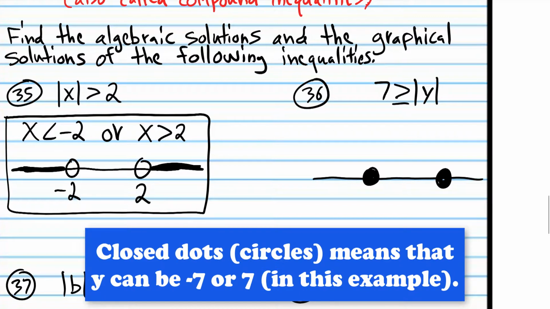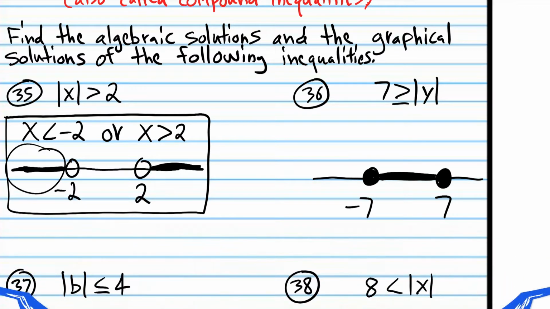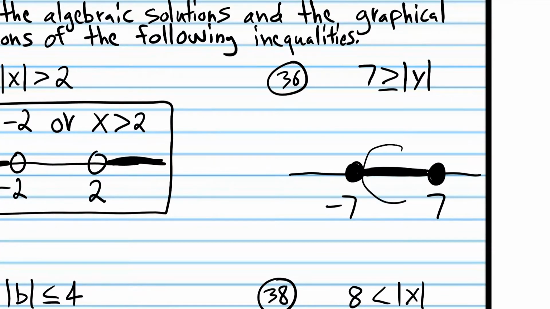all of our solutions are between -7 and 7. And again, that's what the bold means. What this means over here is that all the values can be greater than 2, and all the values over here can be less than 2, but these values inside here, they don't work. For example, if you plugged in 0 to here, the absolute value of 0 is 0, and 0 is not greater than 2, so these don't work. But over here, all these values do work.